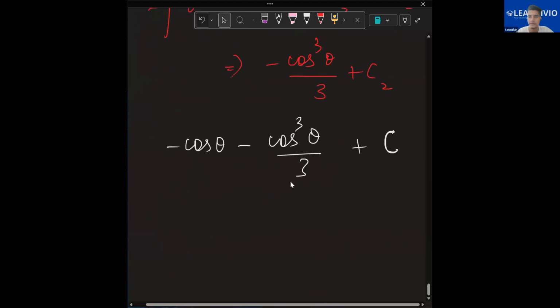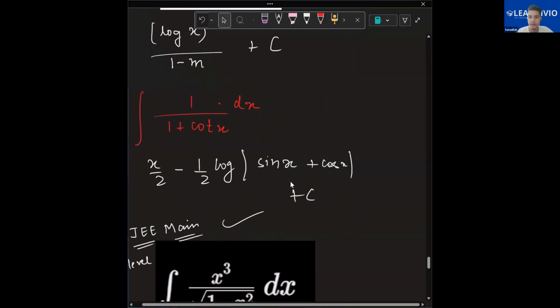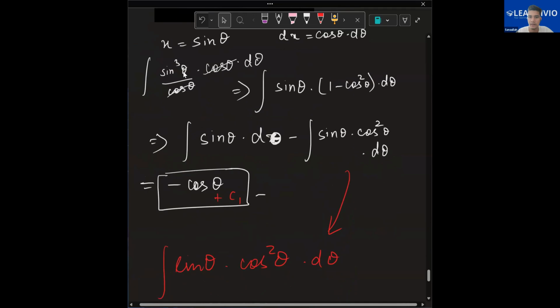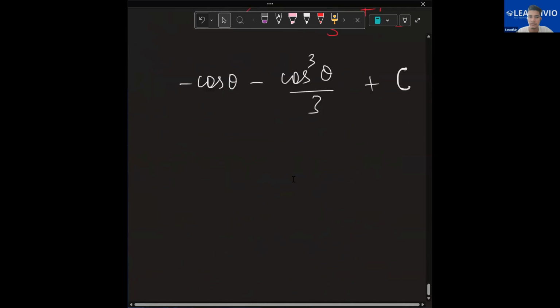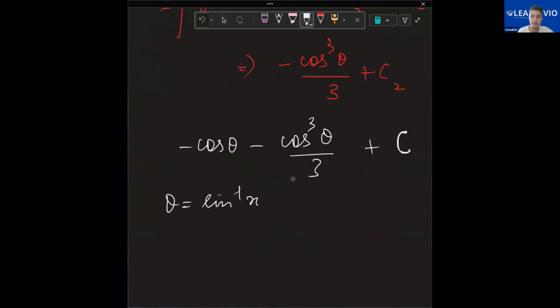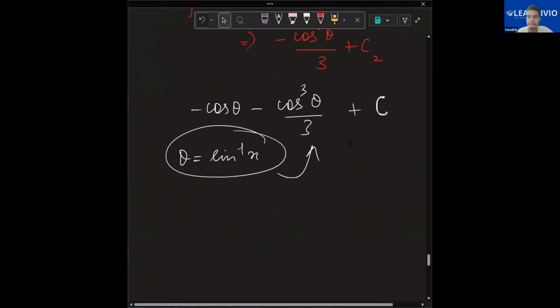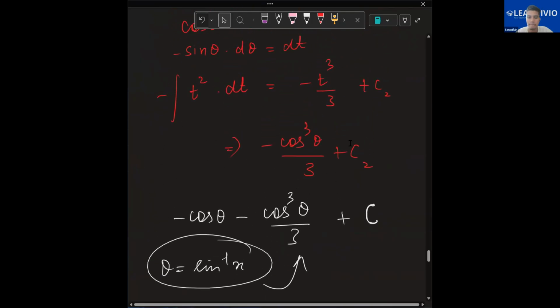And see, if you want to substitute it back, like what you have supposed your theta, see x was sine theta, so you can use that. You can use theta is equals to sine inverse of x, and you can put in this. Okay, is it clear?